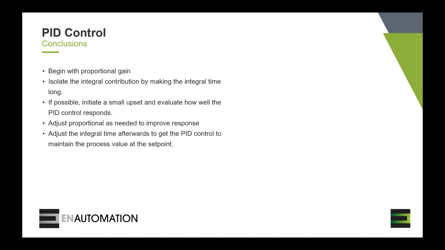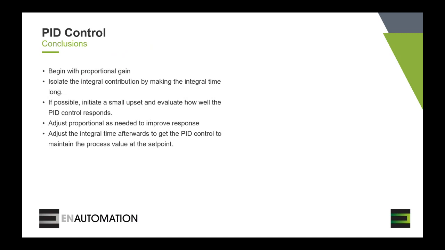You can isolate the integral contribution by making the integral time very long. So as you make changes to the proportional gain, it's almost all proportional response that you will see. So if you isolate the integral, you can adjust the proportional. If possible, make a small upset, see how the process responds.